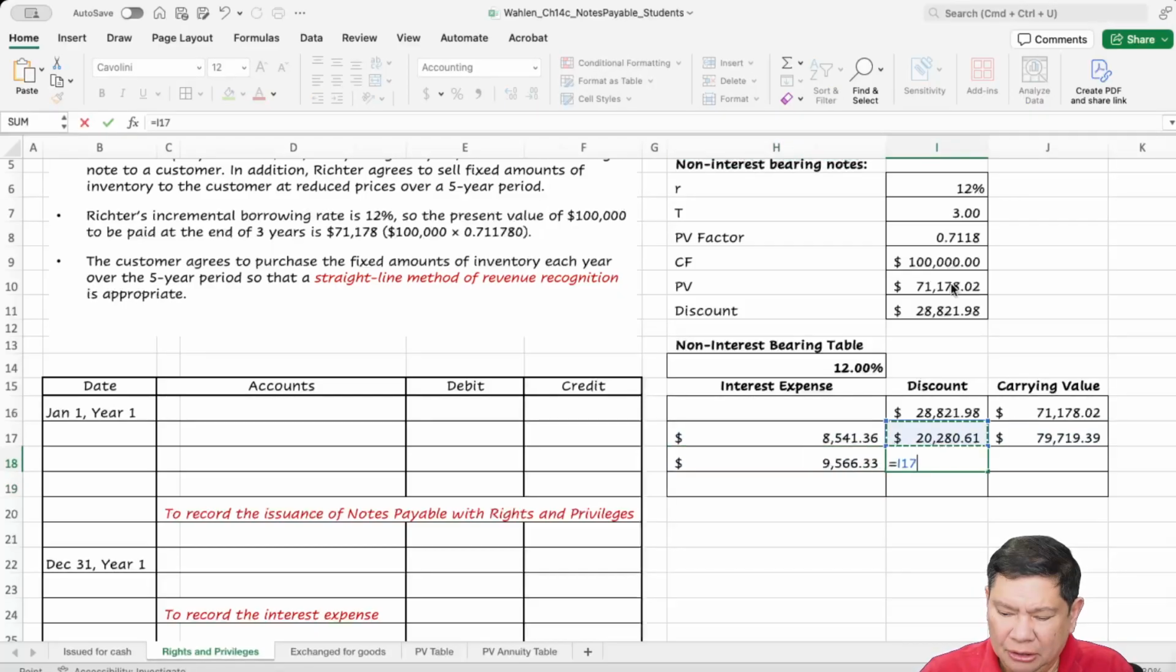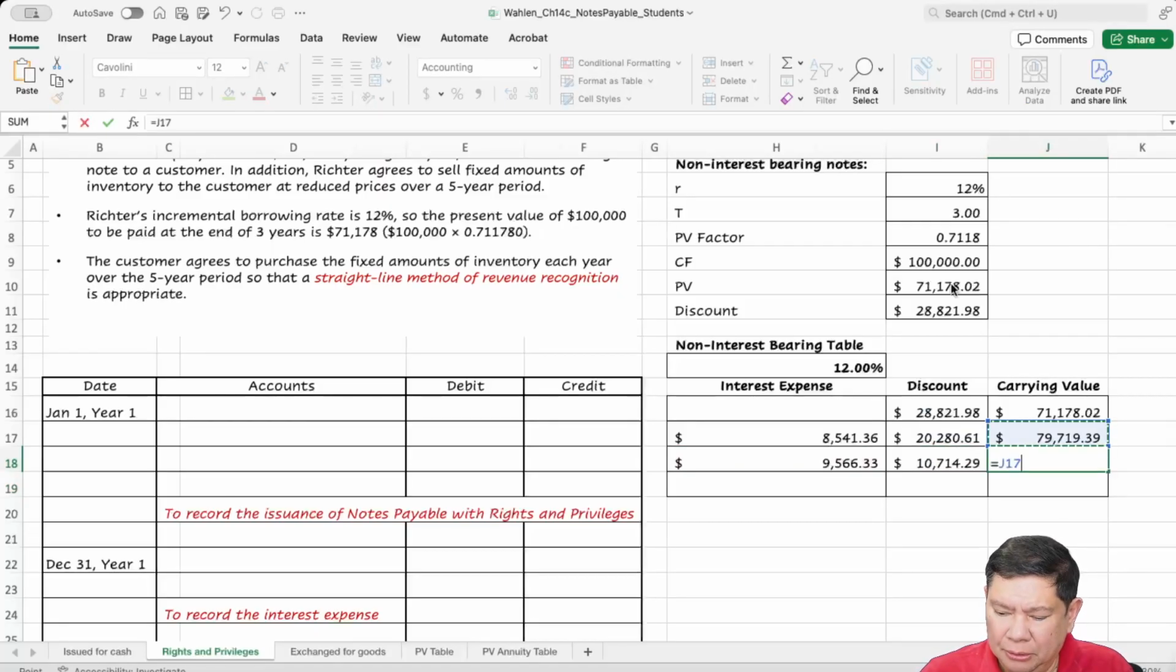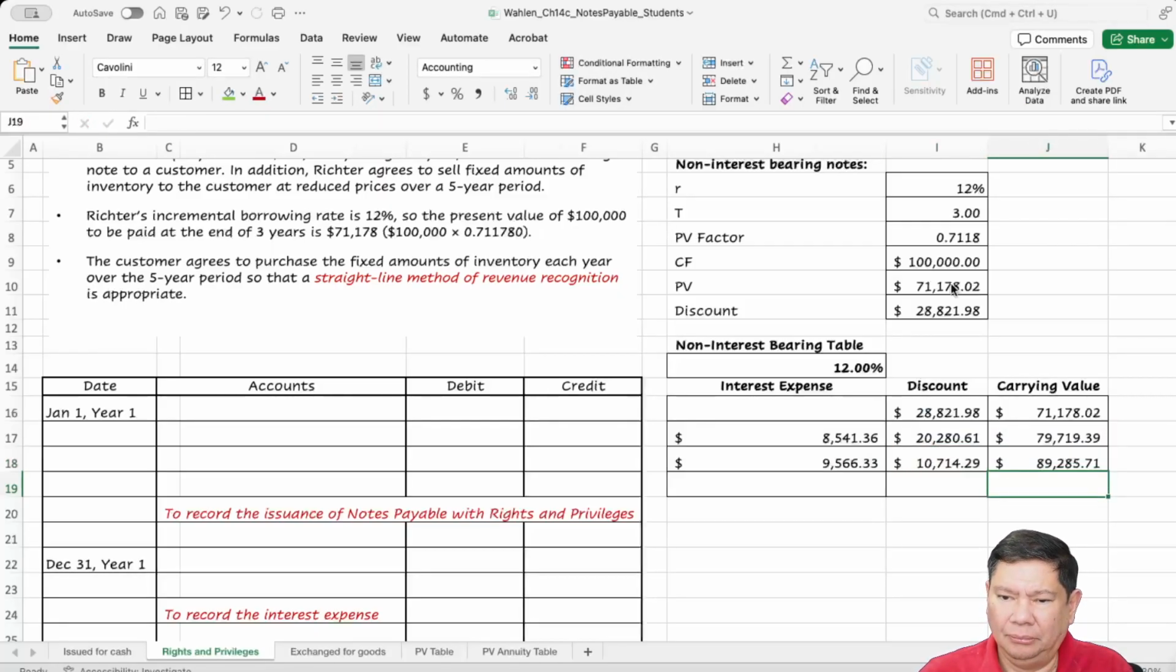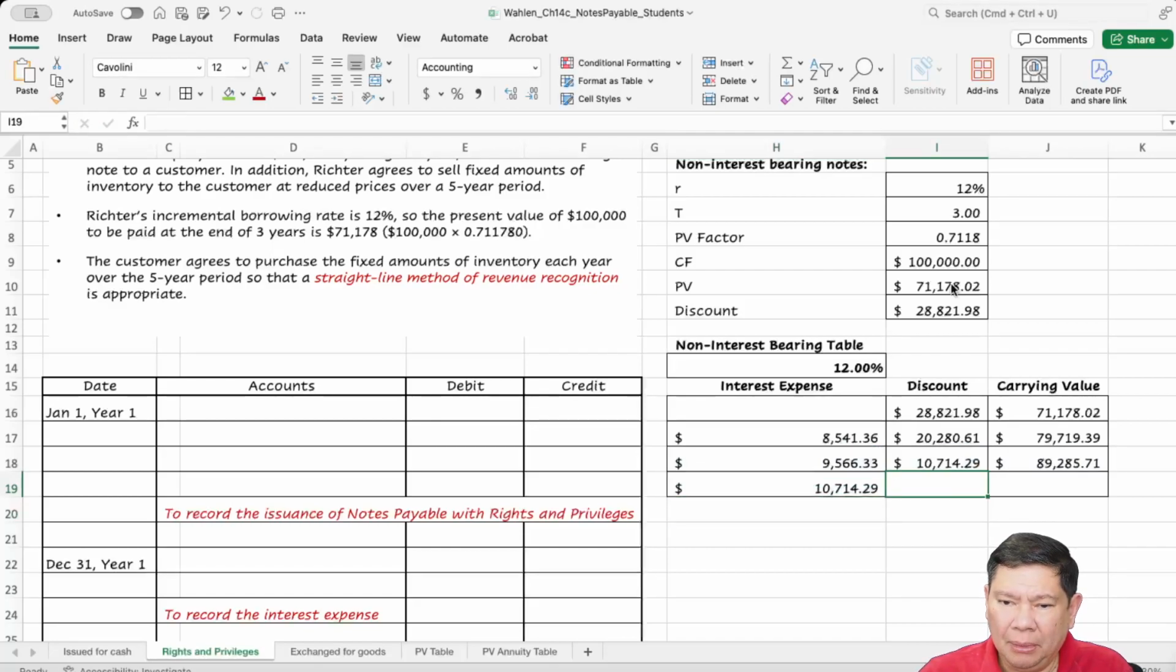The discount goes down, the carrying value goes up. Finally, the last year is 12% times the previous carrying value. The discount goes down to 0, and the carrying value goes up to the face value, $100,000.